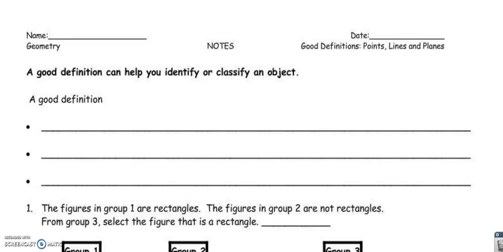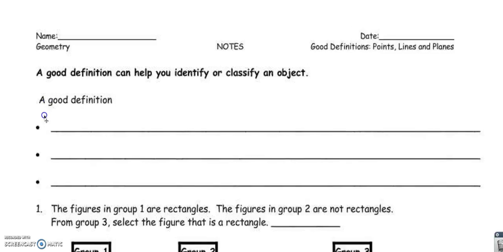Okay, in geometry today, we're looking at good definitions, and we're going to focus on points, lines, and planes. A good definition can help you identify or maybe classify an object. So stop and think about what makes up a good definition. When you're telling me what something is, what is going to make it a good definition where I really understand what you're talking about? Well, the first thing would be to use clearly understood terms.